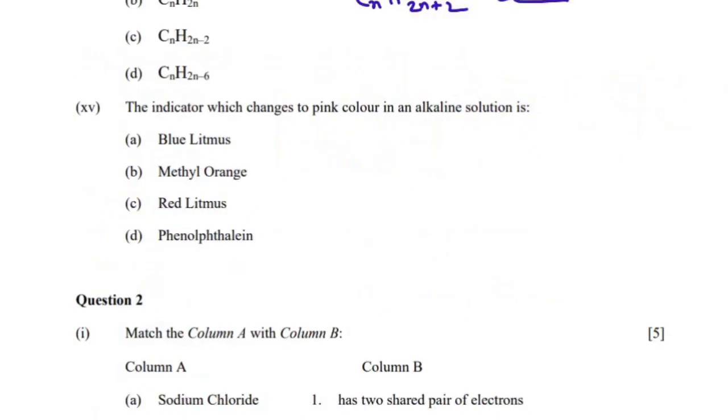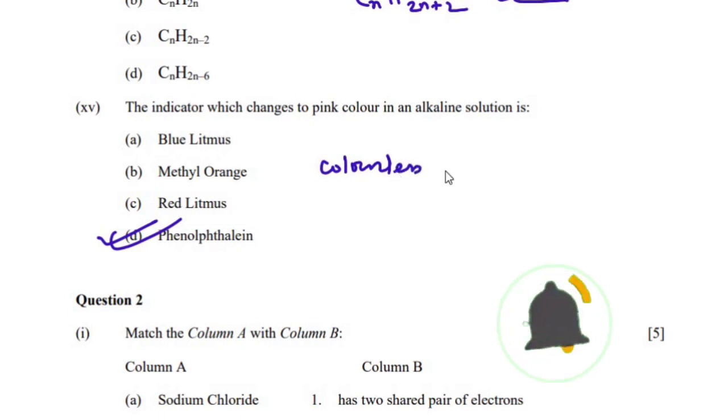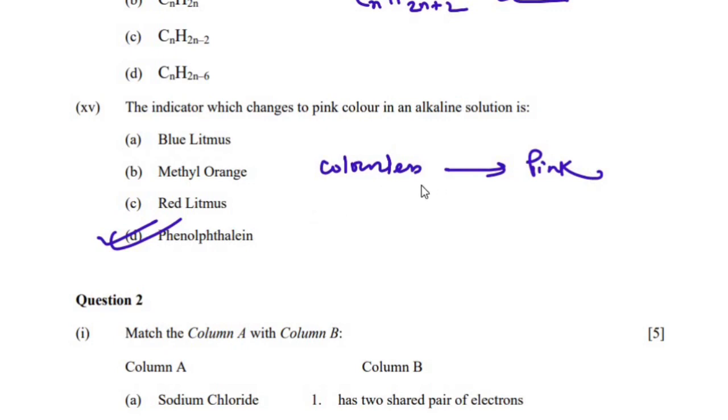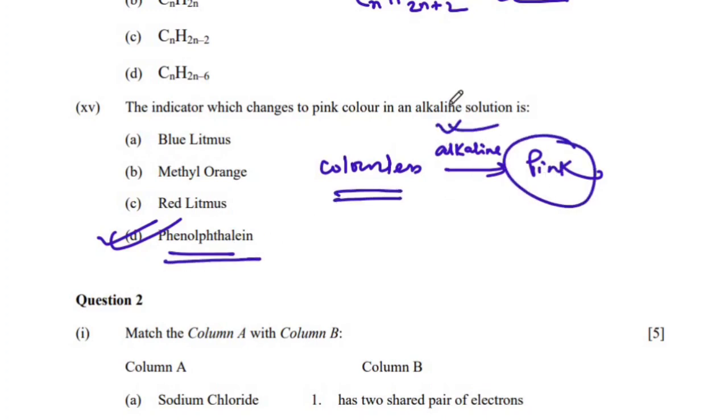Next question. The indicator which changes to pink color in an alkaline solution is phenolphthalein. Because colorless phenolphthalein changes to pink color in an alkaline solution. Let us move to the next question. Question number 1 is complete. Now question number 2.